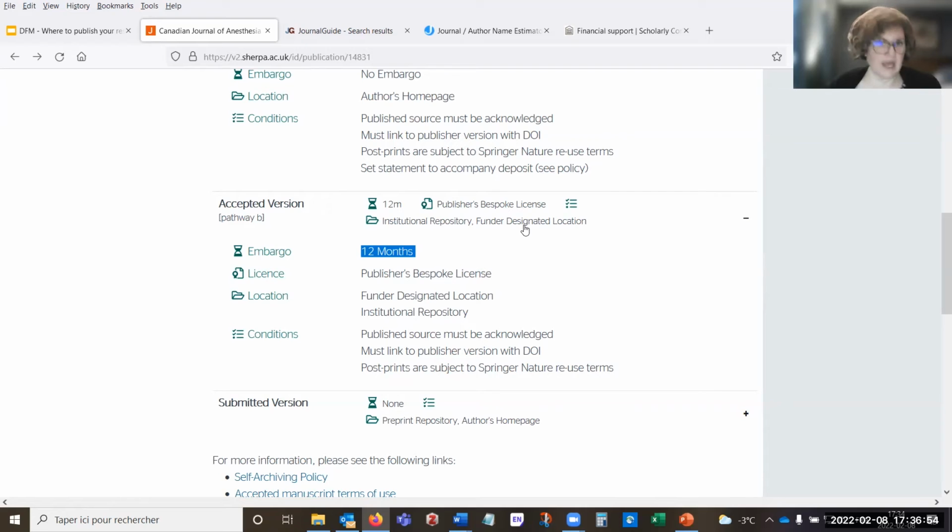For example, like your research. Anyways, and there's more information here. For example, they usually say, well, you must acknowledge the source, which is the published version, with a link to the published version with the DOI. So there we go. So this is what you might see more often than not, but I don't want to say that's the only thing you'll see.